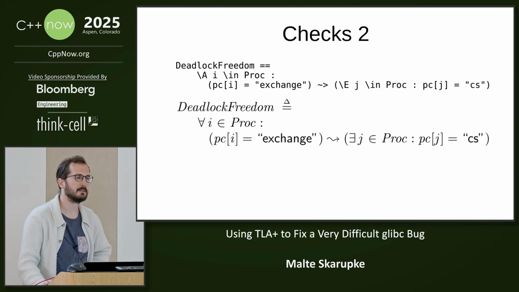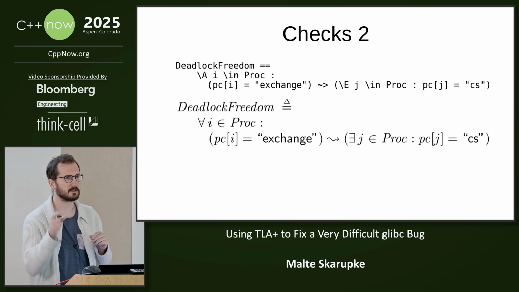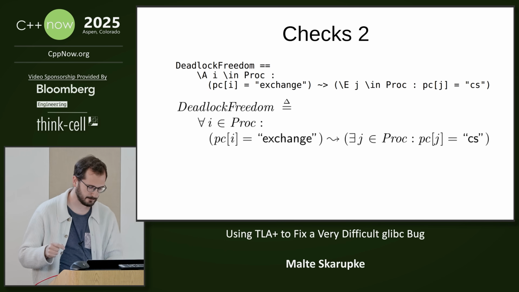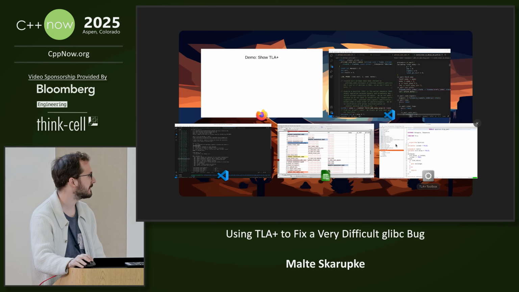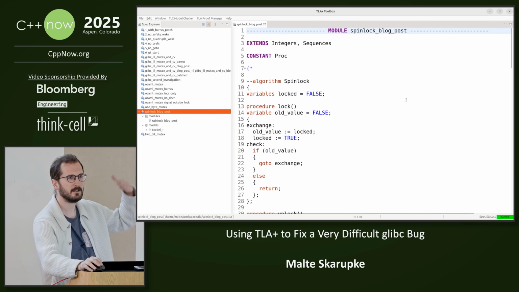So what it's saying is that if my process hits the label called exchange, then some other process will hit the label called critical section. Yes, or the same process, yes. Because this spin lock does not guarantee forward progress. And I'm actually going to go to the demo, so we're going to see what happens if I change that, and it's going to show me the interleaving where that's not the case.